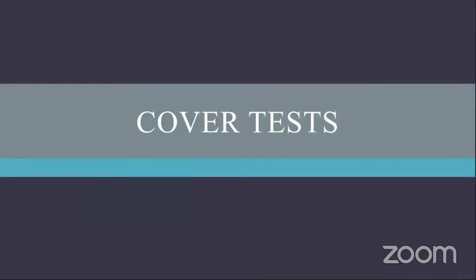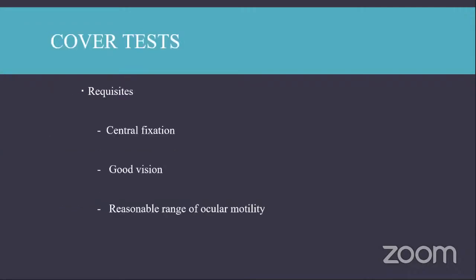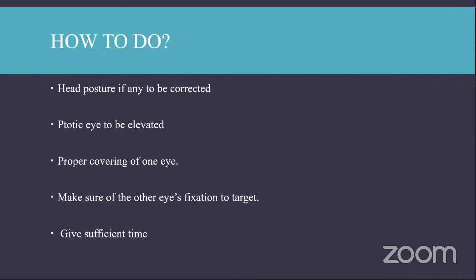So moving on to the cover test. These are the most objective and accurate tests to demonstrate ocular misalignment. There are three types. They are the cover test, cover uncover test, and alternate cover test. There are certain prerequisites like central fixation. Patient should have good vision and reasonable range of ocular motility. So these are the things to be done before starting the test.